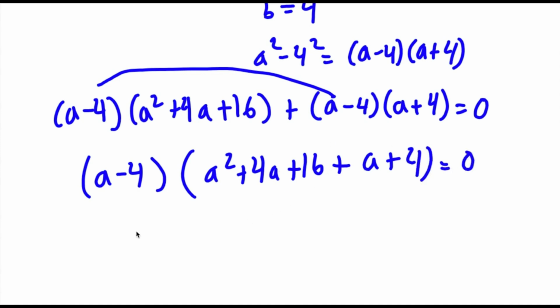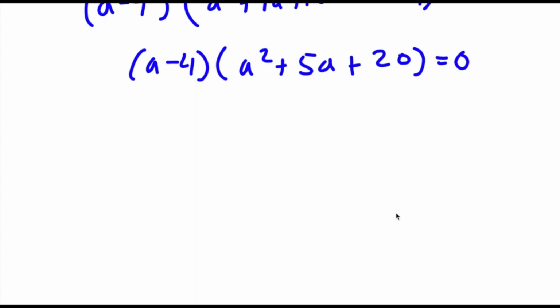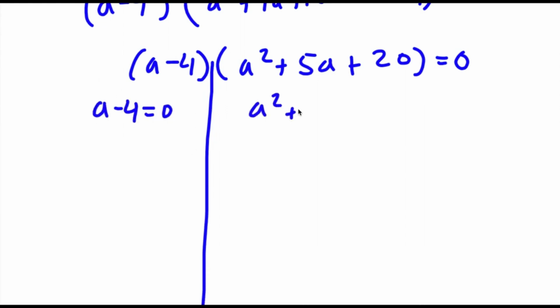Now over here, I can go ahead and combine like terms. 4a and a are like terms, and 16 and 4 are like terms. So now I have a minus 4 times a squared plus 5a plus 20, and this is equal to 0. Now I have two equations. I have a minus 4 is equal to 0, and I also have a squared plus 5a plus 20 is equal to 0.